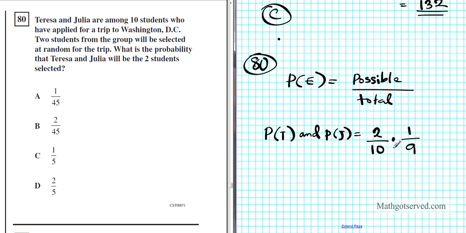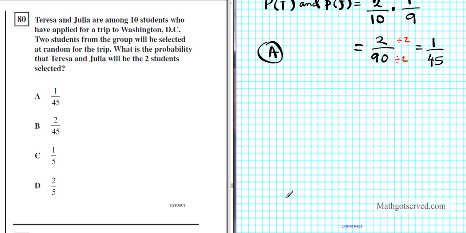So this is the probability of selecting Teresa and then Julia. Basically 2 people out of a set of 10 without repetition. Okay? So we can just simplify this, multiply it across. We have 2 over 90. And I can divide the numerator by 2 and divide the denominator by 2. And that reduces into 1 over 45. So our answer is option A.